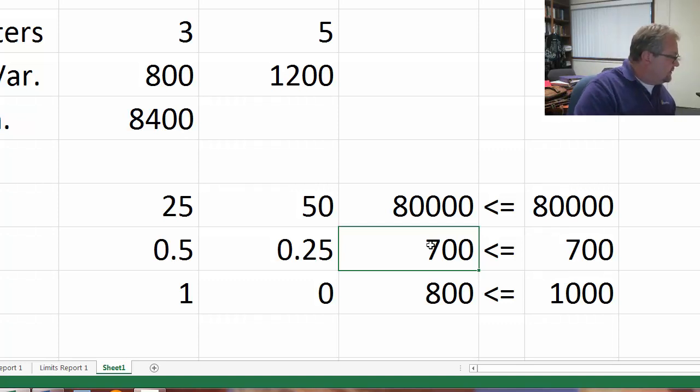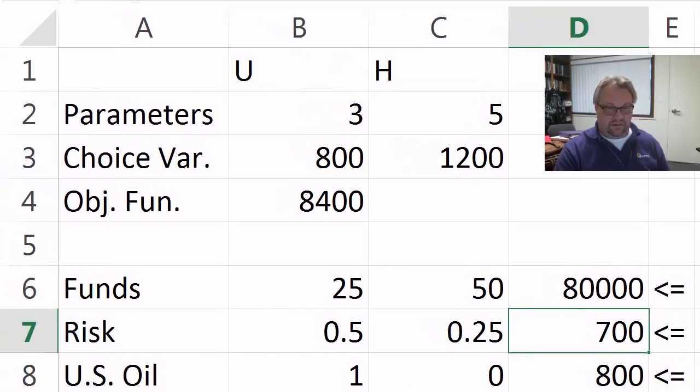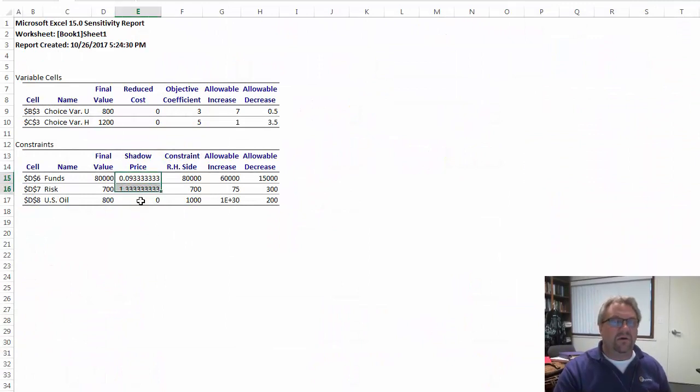All right. What are the dual values for the constraints? Interpret each. Okay. Dual values. So these are in Excel. The dual values are the shadow price. So what the shadow price is telling me is that if I had an extra dollar, my objective function would increase by 0.093. If I had another, these are dollars of risk, my return would have increased by 1.33. Because US Oil is not binding, its shadow price is 0.